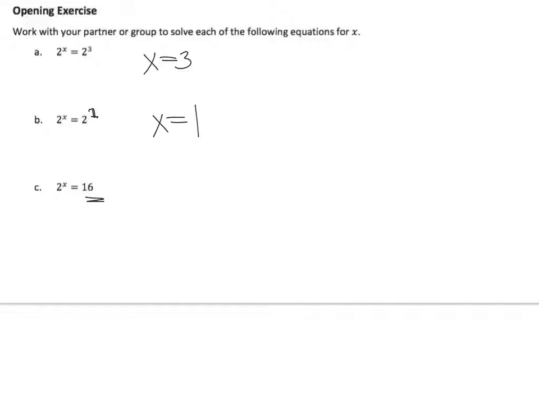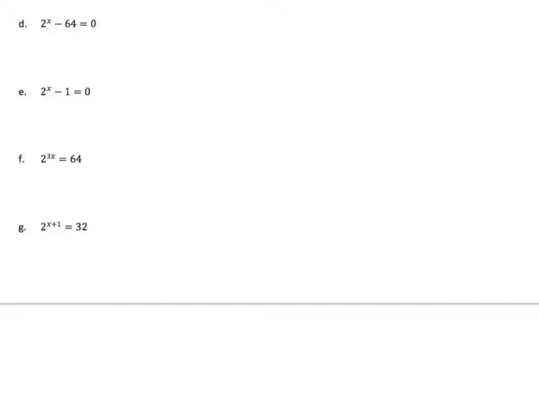Here, you don't have the same base, so 2 to the x is equal to, let's see, 2 times 2 is 4, times 2 is 8, times 2 is 16. 2 to the 4th power, so x equals 4. A few more.